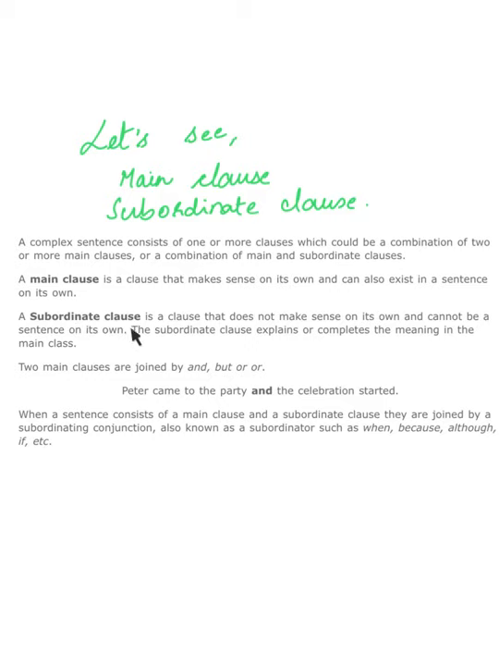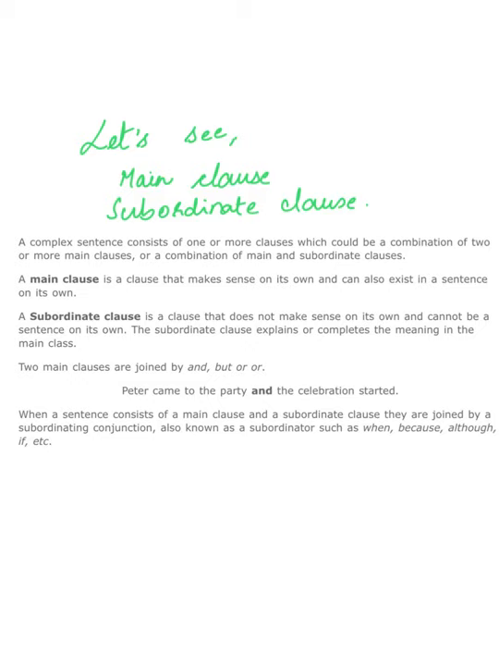What do you mean by subordinate clause? It's a clause that does not make sense on its own and cannot be a sentence on its own. The subordinate clause explains or completes the meaning in the main clause. That means it's a dependent clause.